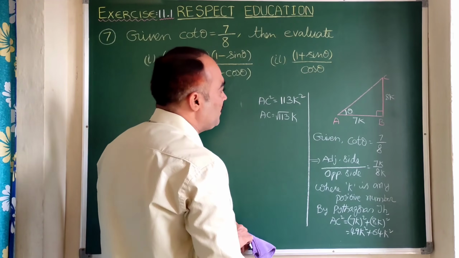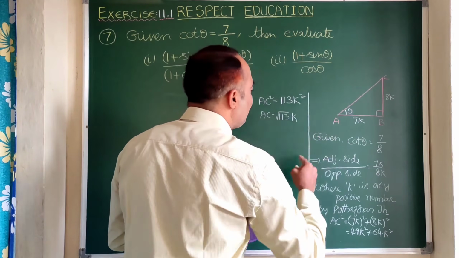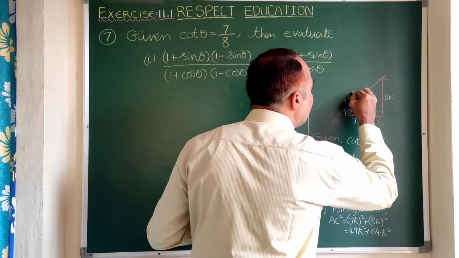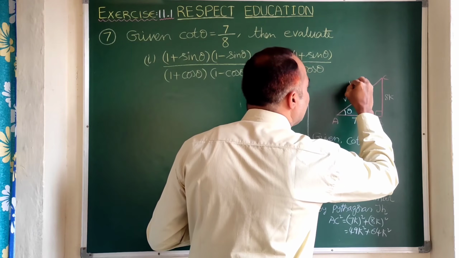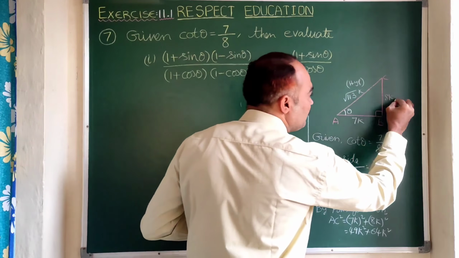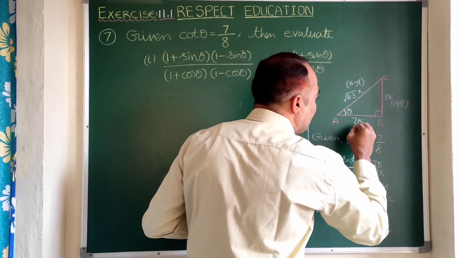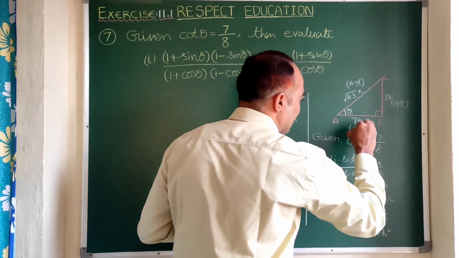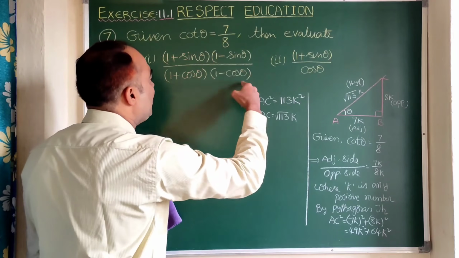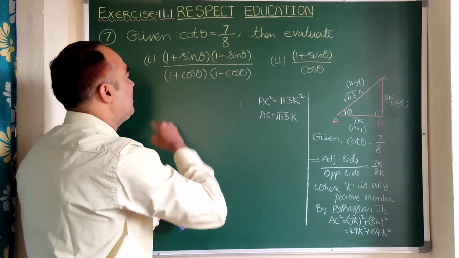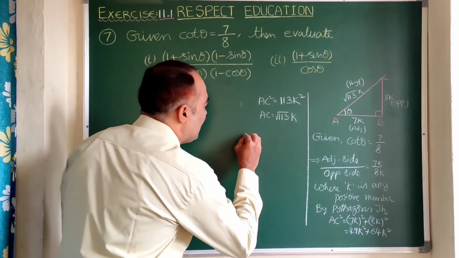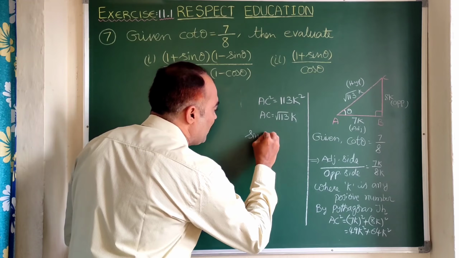So let us write this value there. So it will be under root 113k. This is hypotenuse. Clear? And this is opposite side and this is adjacent side. Now first, before entering this problem, let us make ready with these values. Sin theta is required, cos theta is required. So first let us write the sin theta value.